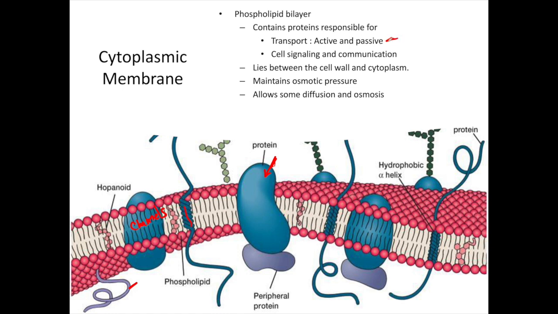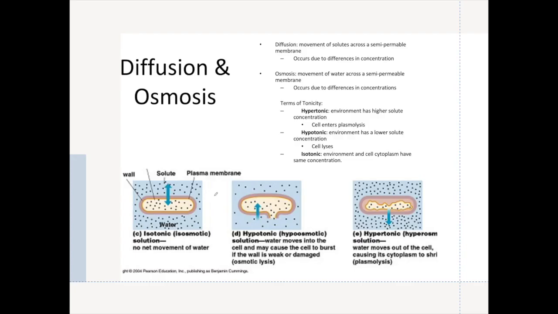So we have both passive and active transport across cell membranes, and a lot of these proteins are also used for cell signaling and communication with other cells and the immune system. The cell membrane is found between the cell wall and cytoplasm of cells and maintains osmotic pressure. It's a semi-permeable membrane, so osmosis and diffusion do occur across the cell membrane.